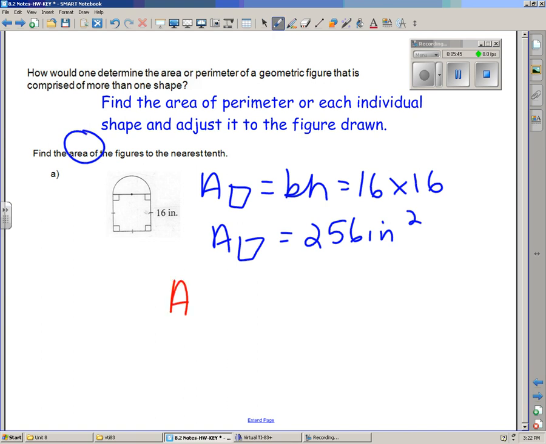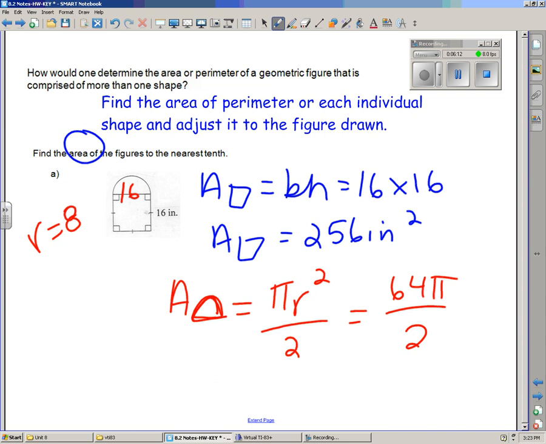The area of a semicircle is pi r squared divided by 2, right? We've got half a circle. It's like taking a circle. Doesn't really look like that, but that's what it is. The diameter of this circle is 18, which means the radius has to be 8. So 8 squared is 64 pi. We have to divide that by 2, which becomes 32 pi inches squared.